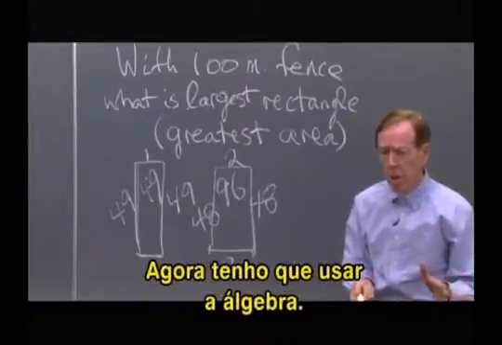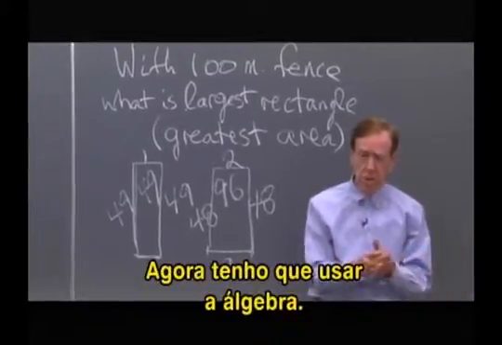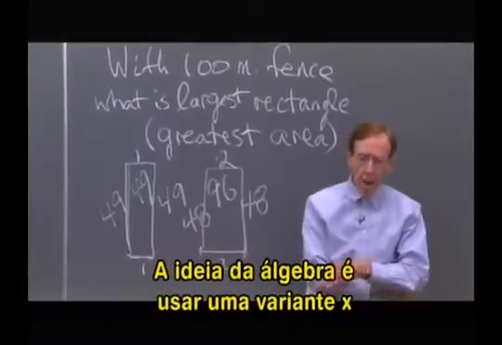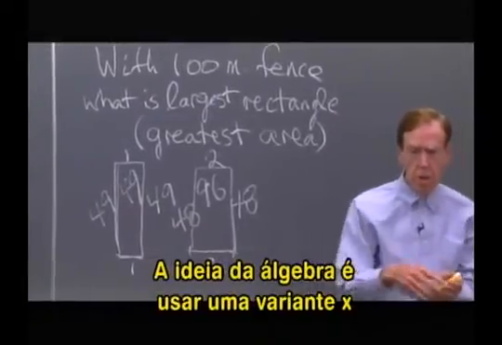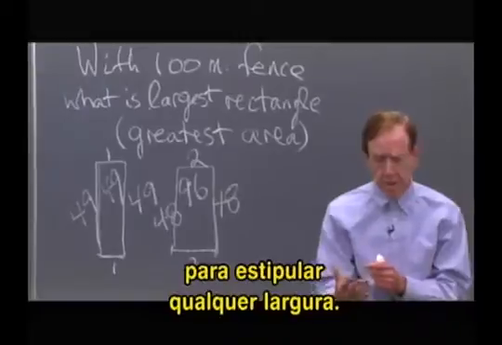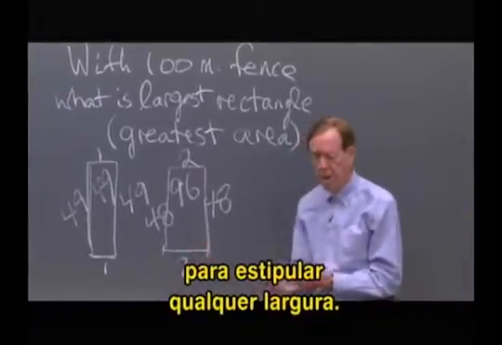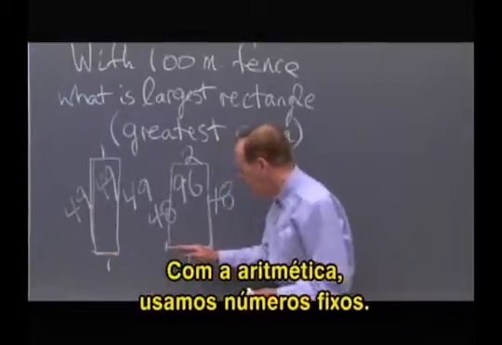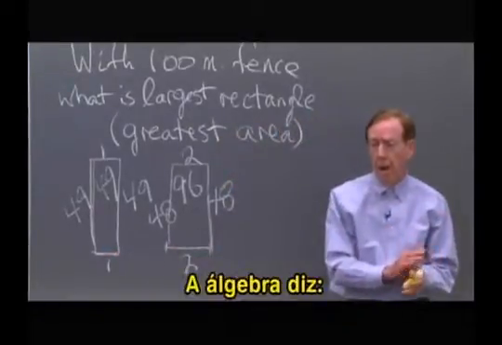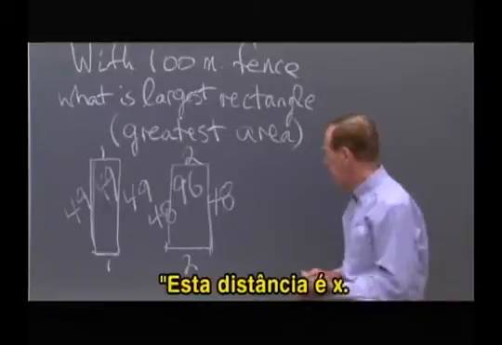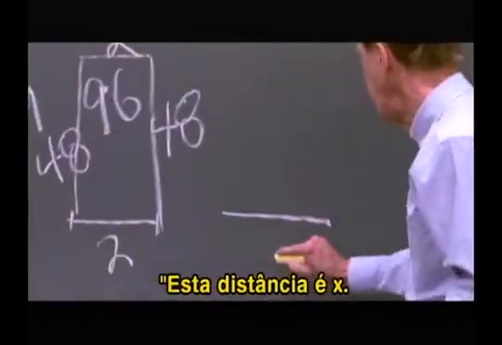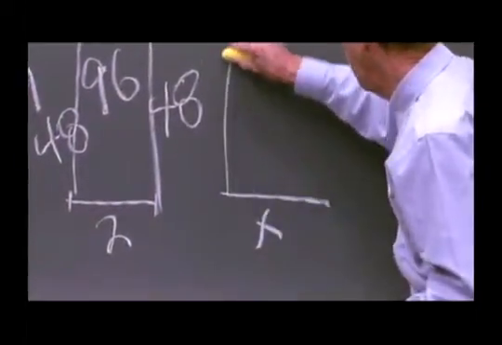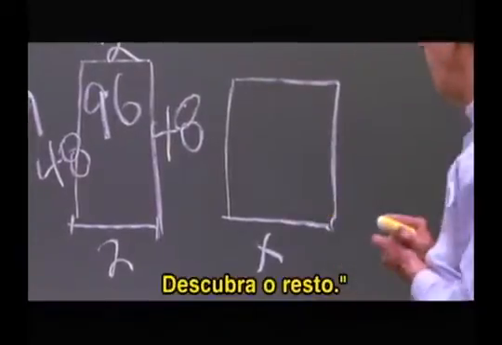So now I have to use algebra. The idea of algebra is to use a letter x to denote any width. If we only have arithmetic, we're playing with that number, then the next number. Algebra says, let this distance be x and figure out the rest.